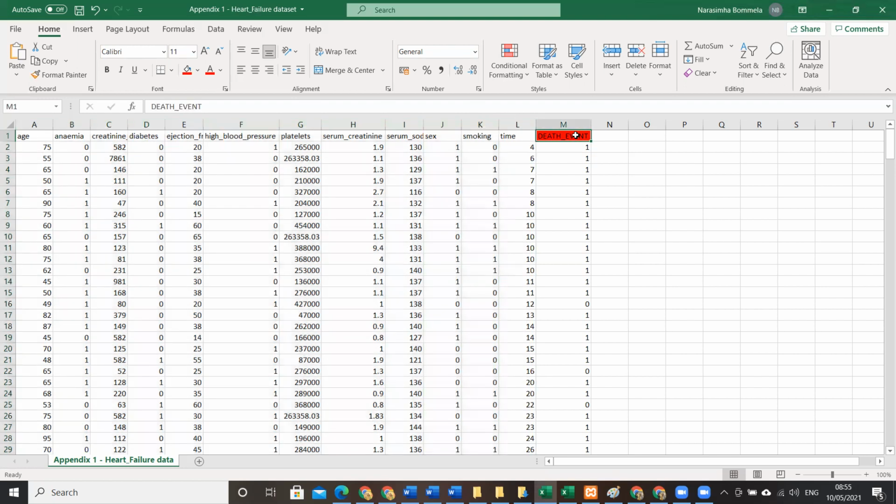So now let us cross check how this death event is classified. Is that a random number value, or is it a binary value which has only two values, 1 and 0? Based on that you decide what type of machine learning algorithm is to be applied. If you cross check this one, it has binary values. It can take only two values, 1 or 0.